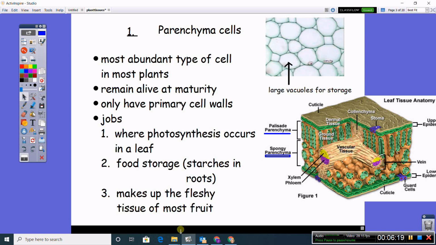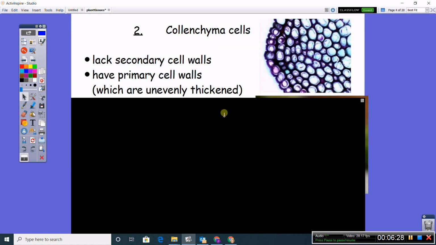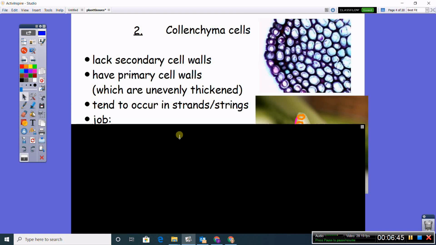Okay, so we're going to go to the box right below that, box number 2. This is your second type of cell. This is collenchyma. All right, these also lack secondary cell walls. They have primary cell walls, but they are unevenly thickened, which means some parts of their cell wall will be thicker than others, and that seems to be very characteristic of collenchyma cells.